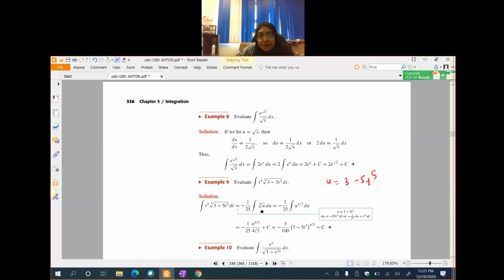Okay, and then you differentiate this, you get what? You get negative 25 t to the power of 4. Okay, so du is equal to negative 25 t to the power of 4 dt. So this is what you get when you differentiate.